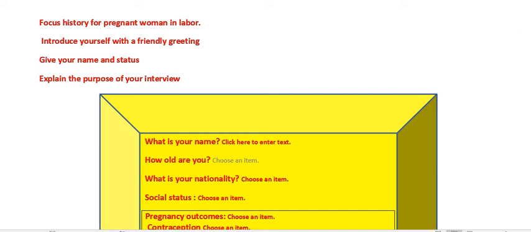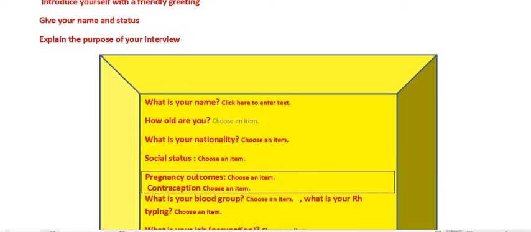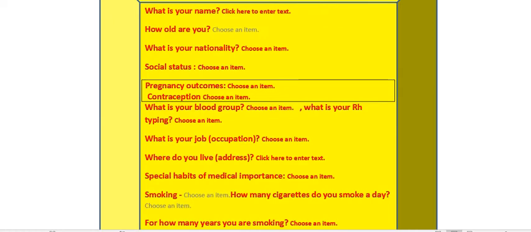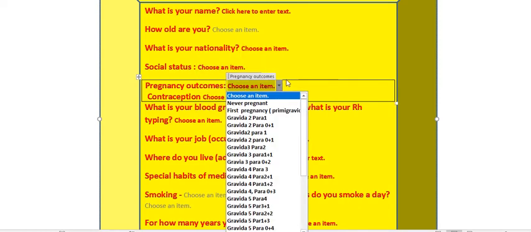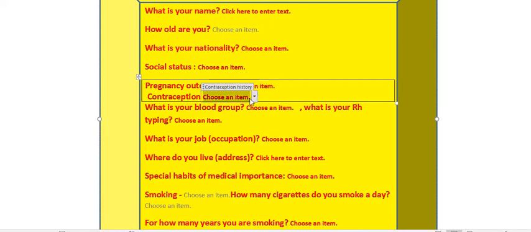Today we are going to discuss women coming in labor pain. After shaking the hand of the patient and introducing yourself, you start to take the information about the patient: the name, the age, the nationality, the social status, if she has had a pregnancy before, and also if she was using medical contraception.